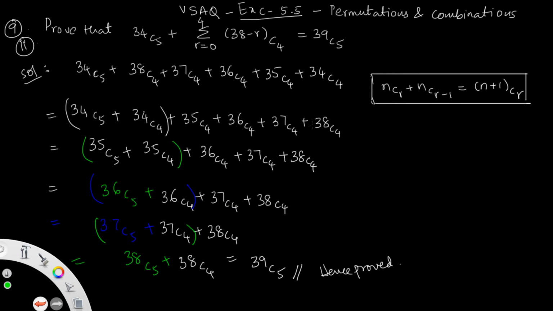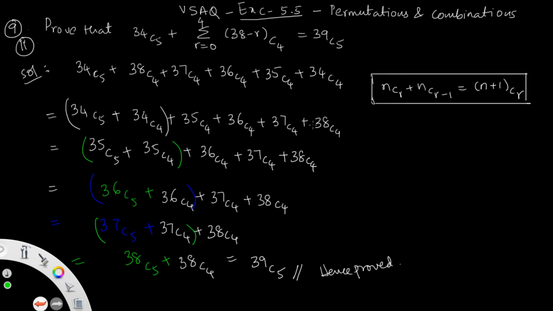Before, we completed up to 8 problems. Continuing from the SAQs, question number 9, first bit is over. Then go to the second bit. Prove that 34C5 plus sigma of r equal to 0 to 4, 38 minus r C4, equals 39C5.